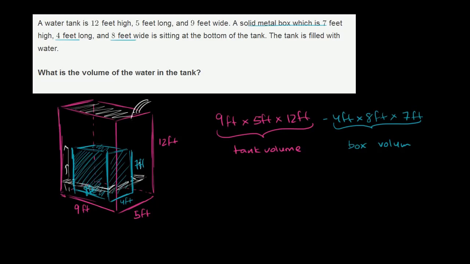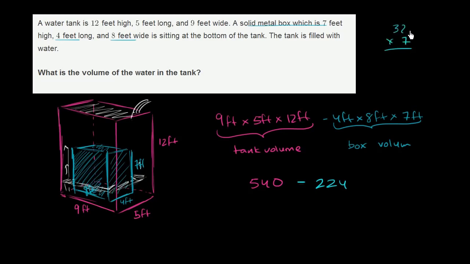So let's figure out what this value is. 5 times 12 is 60. 60 times 9 is 540. And then in blue here, 4 times 8 is 32. 32 times 7 is 210 plus 14, which is 224. So it's minus 224. Did I do that right? I don't want to make a careless mistake.